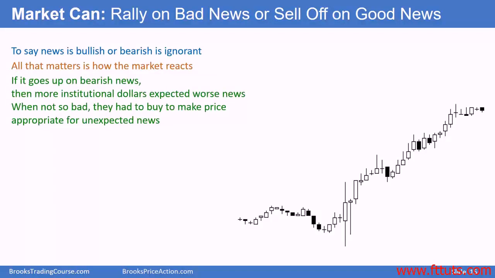Likewise, if the market goes down and the news sounds extremely bullish, that simply means that more institutional dollars expected better news, right? They were expecting the bullish news to result in a huge rally. And when the news was not quite as good as they thought it was, well, they priced in much better news than what they were expecting. And the result is the market can go down far and fast on good news.